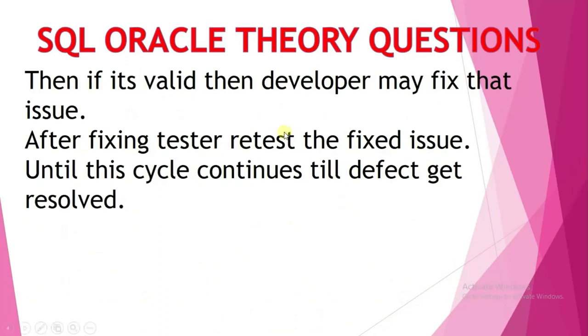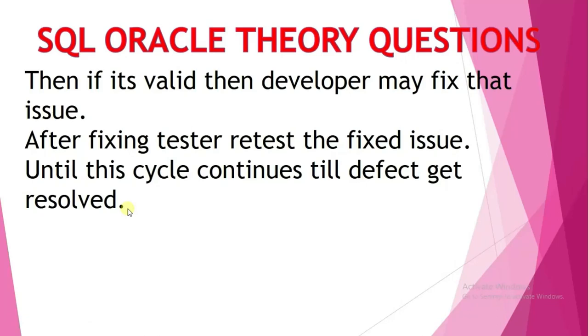Then if it's valid, the developer may fix that issue. After fixing, the tester retests the fixed issue, and this cycle continues until the defect gets resolved. So this is what is called the bug life cycle. If you did not understand the concept the first time, you can rewatch the video and you will get concept clarity.